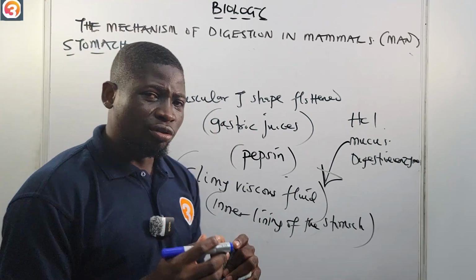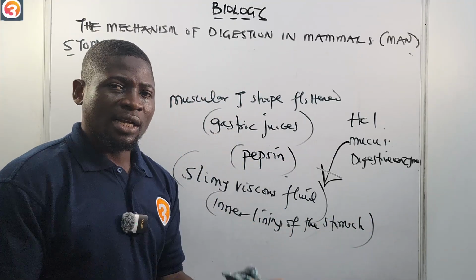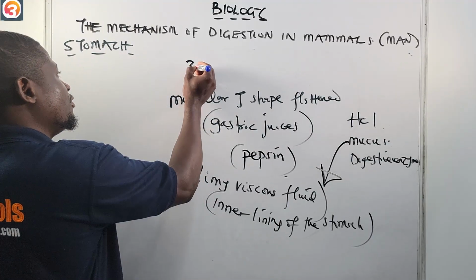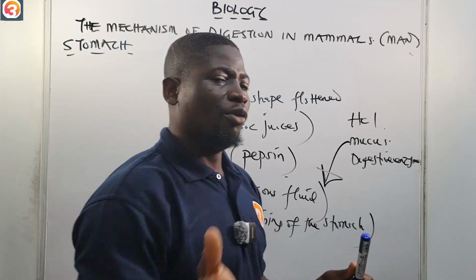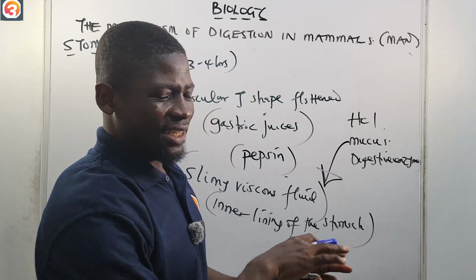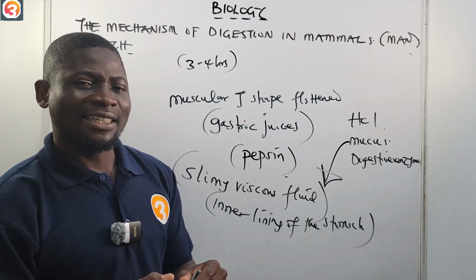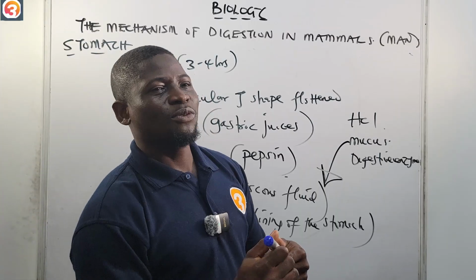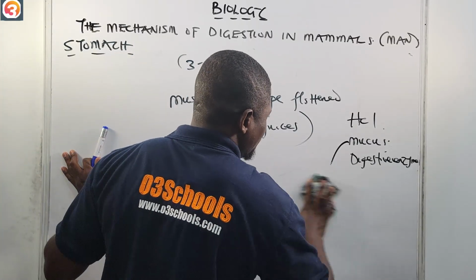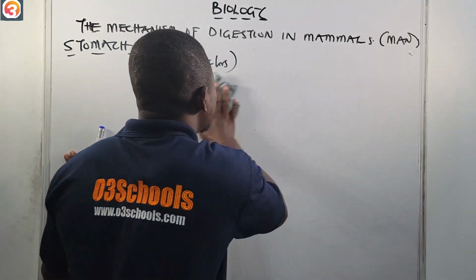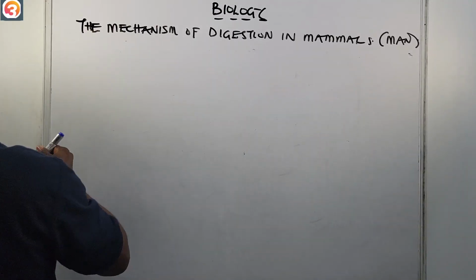Then of course the food, or the bolus that is now in the stomach, will stay in the stomach for about 3 to 4 hours. Before it moves, it is churned, and then it moves to the next part of the gastrointestinal tract, which is the small intestine. So that will now take us to the small intestine.